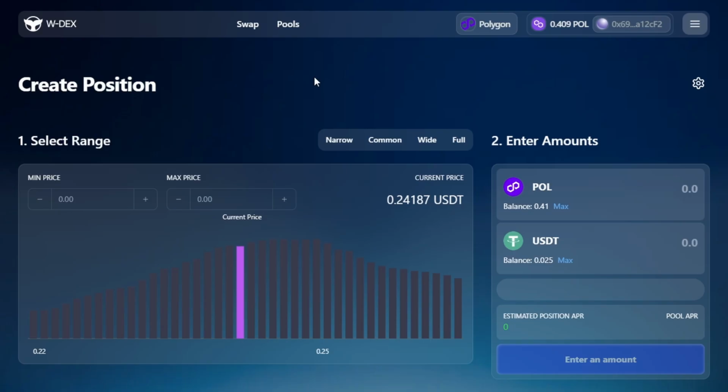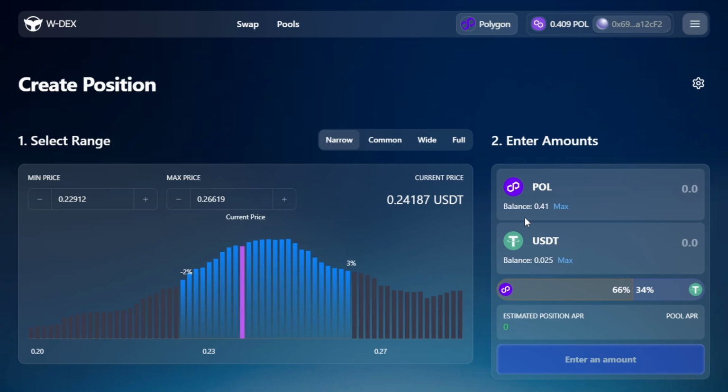The narrower the range, the higher the potential return, but also the higher the risk of having no trades occur within that price range. W-DEX offers 4 predefined price range templates: narrow, common, wide, and full. Each of them has its own range, expressed as a percentage. Please note that due to rounding, the percentage value in the templates may display a margin of error of 1%.